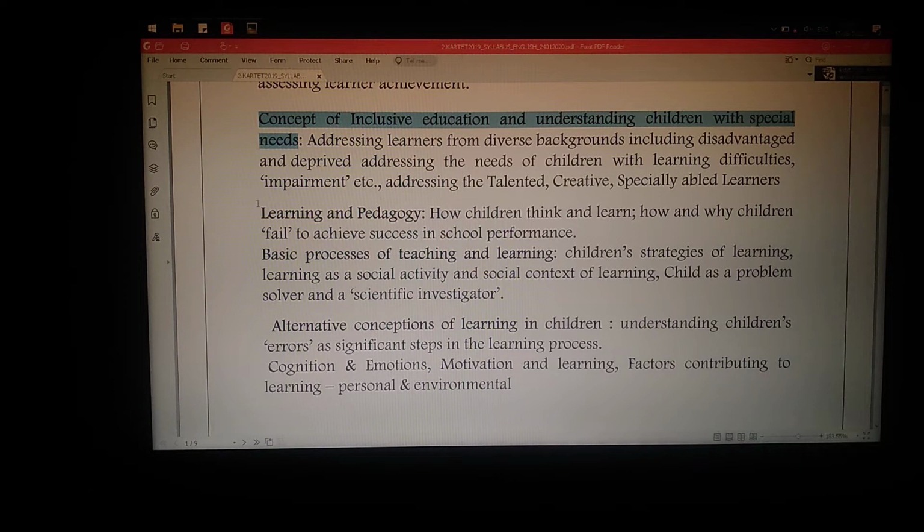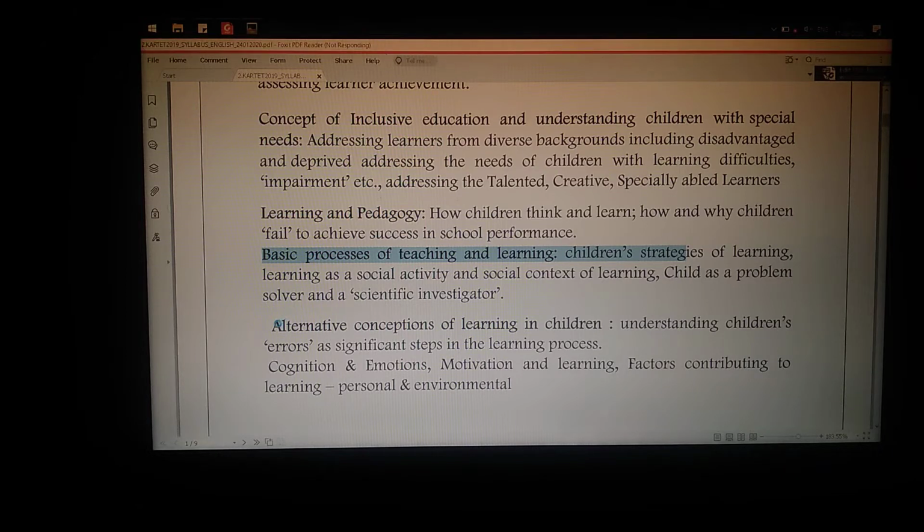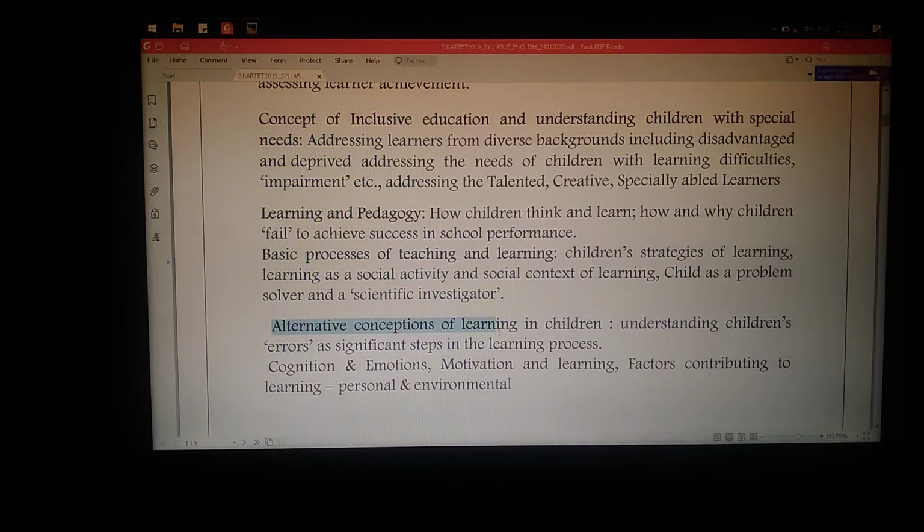Next is learning and pedagogy: how children think and learn, why they fail to achieve success, memory, and children's attitude in the classroom, which we have to learn in this. Next is the basic process of teaching and learning. This is about children's strategies of learning, learning as a social activity, social context of learning, and the child as a problem solver and scientific investigator. Next is alternate conceptions of learning in children.